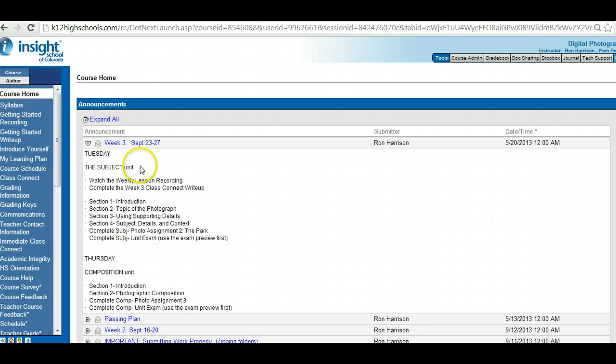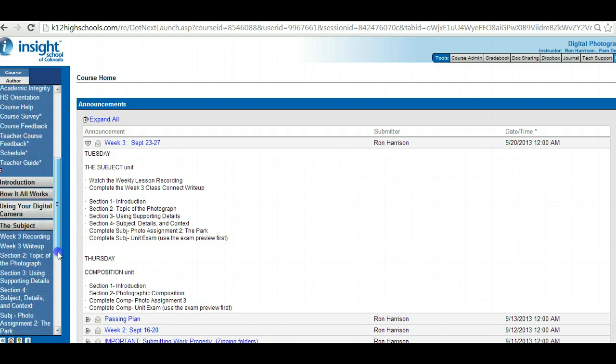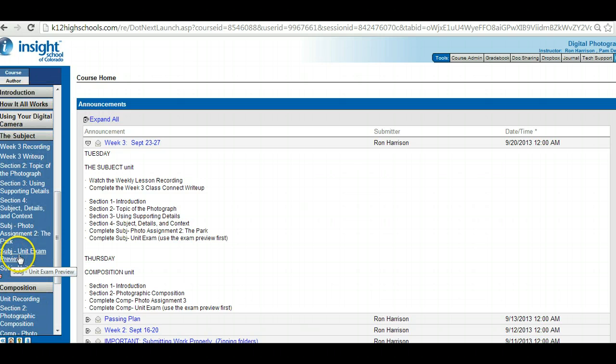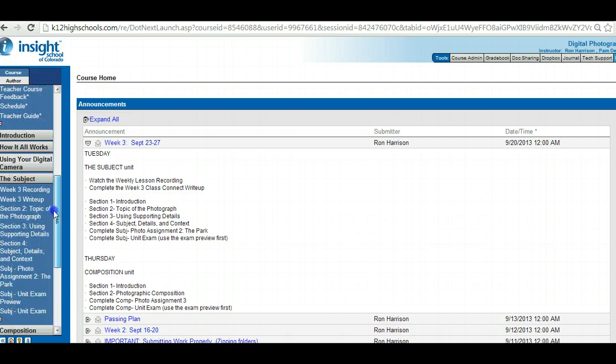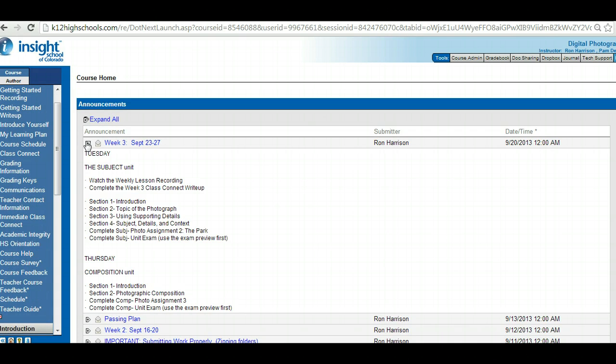And we're going to go into this and we'll look at the subject unit. Of course, you have the write-up that you need to do. Then you have the photo assignment and the exam. Same thing. And then for the composition unit, there's no write-up. So you have the photo assignment and the exam. And remember, use the exam previews. The exam previews I have posted over in the unit, just like always. So all this is sitting there waiting for you.